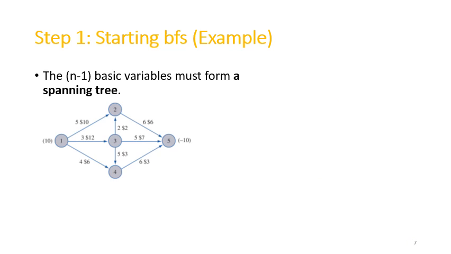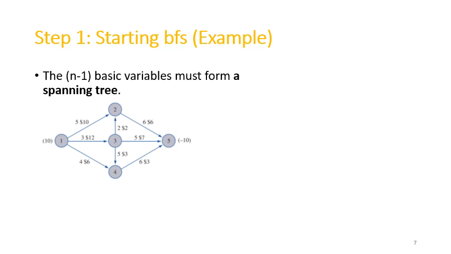Combining those two pieces of information, now we know that in order to have a basic feasible solution, first we need to have n minus 1 basic variables, and second, each of those variables must take the value in between the lower bound and the upper bound. And the third requirement is that those n minus 1 basic variables must form a spanning tree.